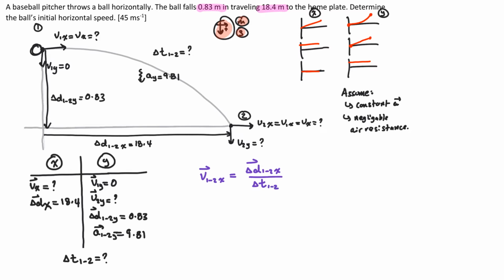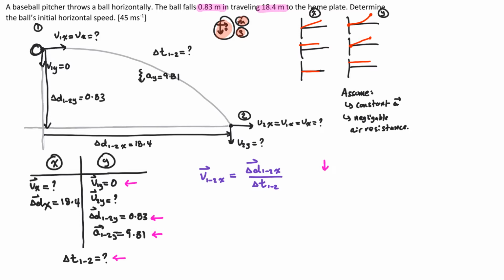And so what information do we have here? We have the displacement already. We don't have time. So in order to find time, I need to use the y direction. So I'm going to use a different color here. Let's use pink. So in the y direction, I have this. I have the initial velocity, I have the displacement, I have the acceleration. So whenever you have three pieces of information, you can find everything else. So let's do that on the side here.